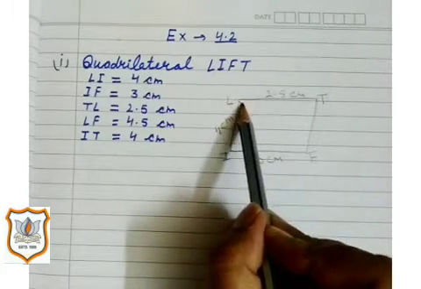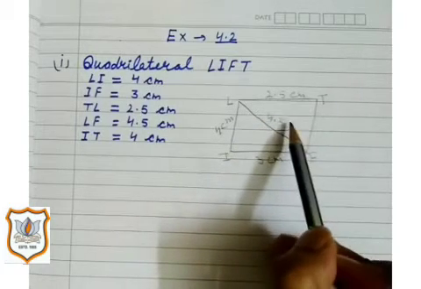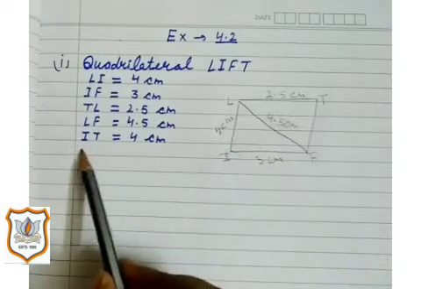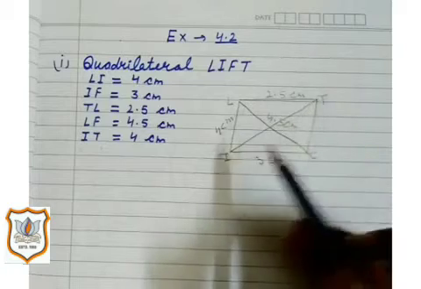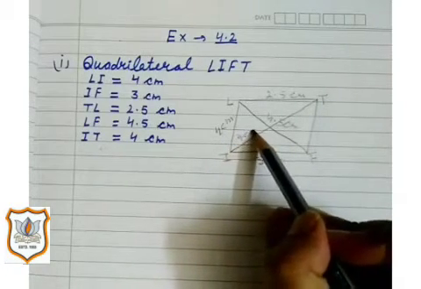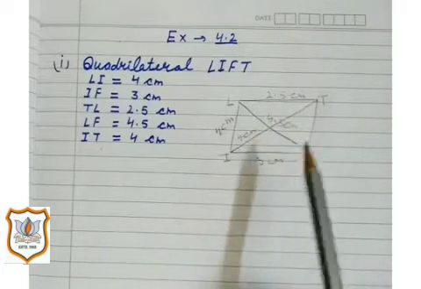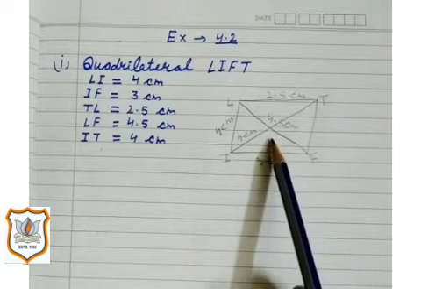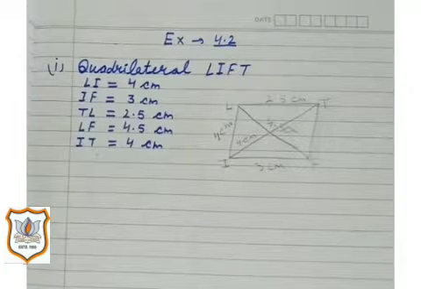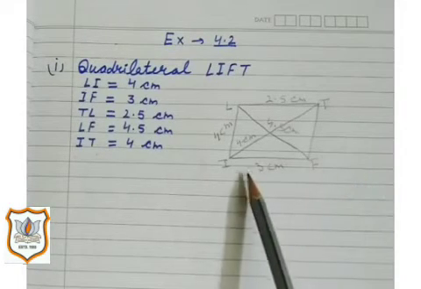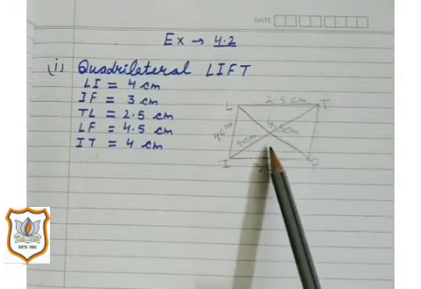Where is LF? This is LF. LF is 4.5 centimeter. And IT, this is IT, and IT is 4 centimeter. Students, you can see here 3 sides and 2 diagonals are given. You can see in quadrilateral LIFT, the measurement of 3 sides and 2 diagonals are given.